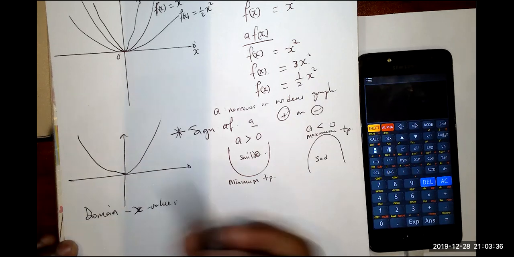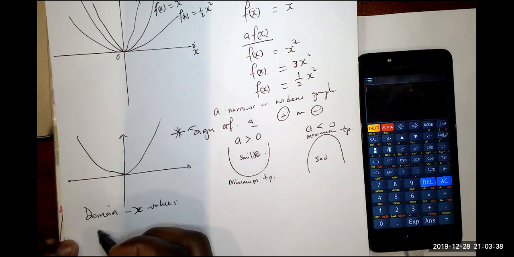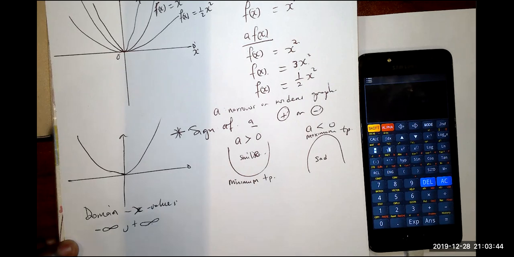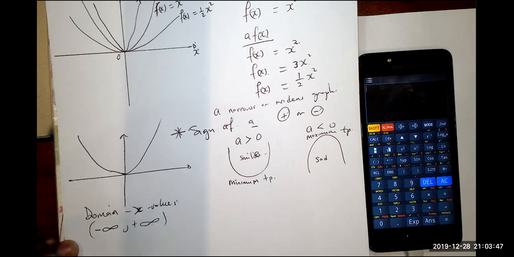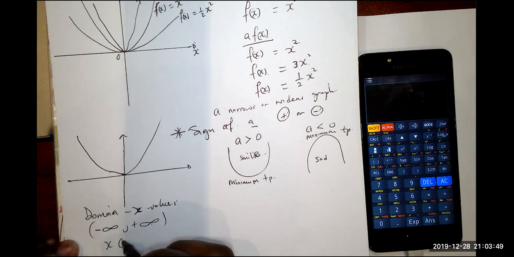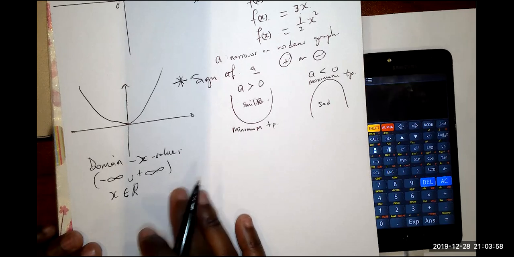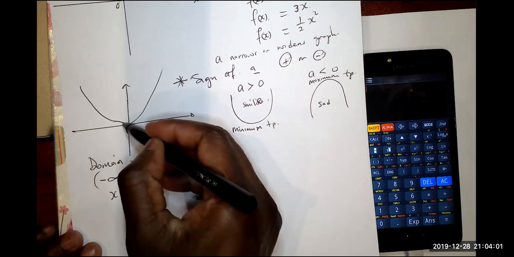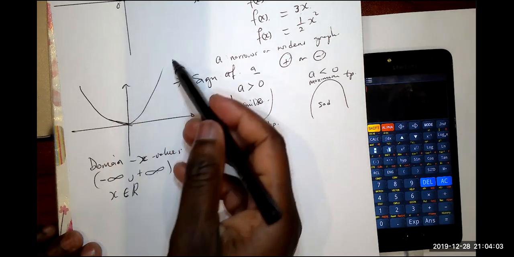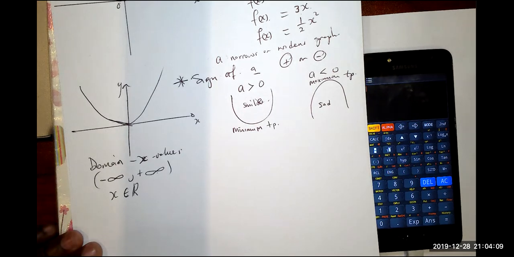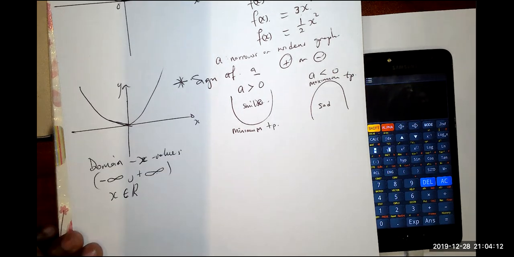So when we're writing our domain, we just write negative infinity up to positive infinity. We can also write this as x is an element of the real numbers. It means x can have any value without affecting the function. So x is not a problem in this case.